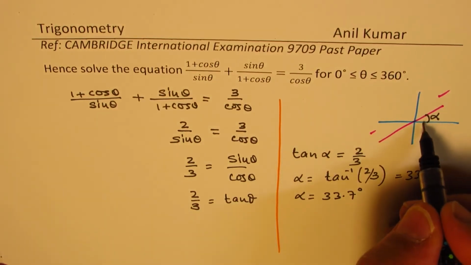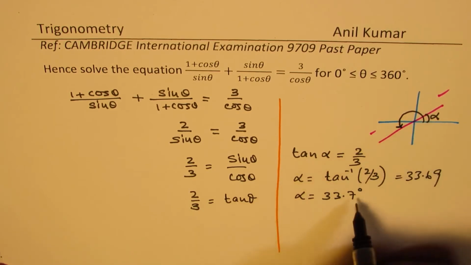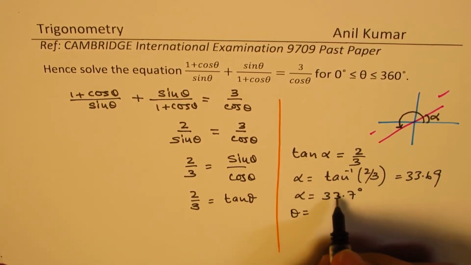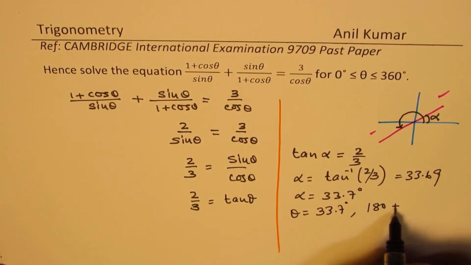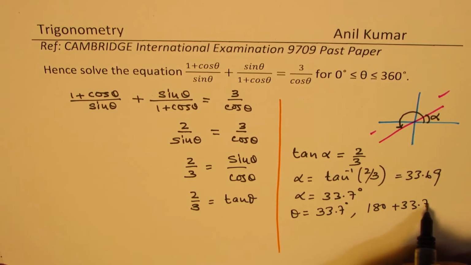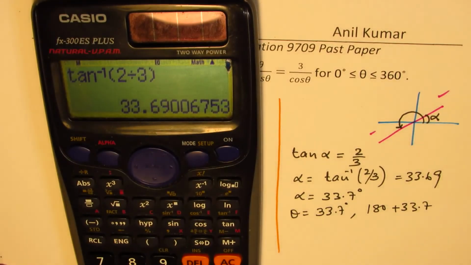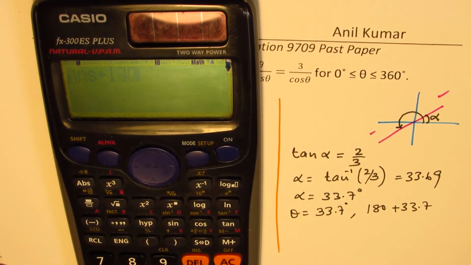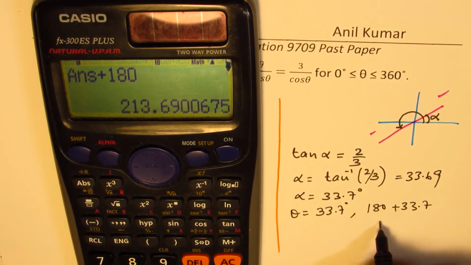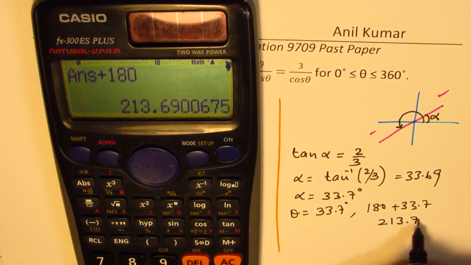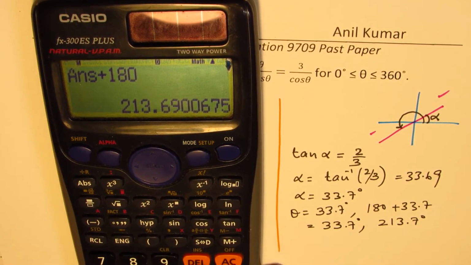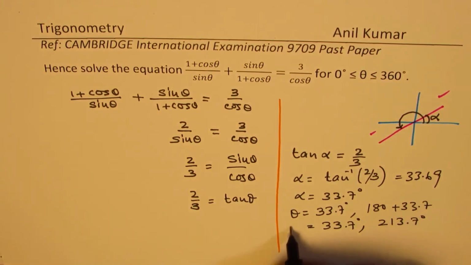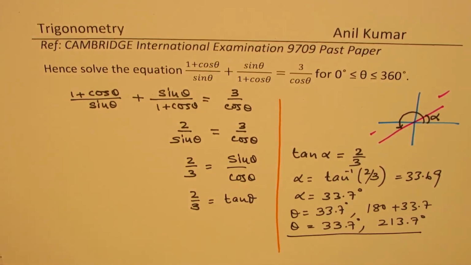So that is one angle. The other angle will be this, correct? 180 plus. So theta is basically equal to 33.7 degrees and 180 plus 33.7. So let's add 180 to this. 33.7 plus 180 is equal to 213.7 degrees, correct? So we have two answers, 33.7 degrees and 213.7 degrees. So that becomes the solution for the given equation, correct?